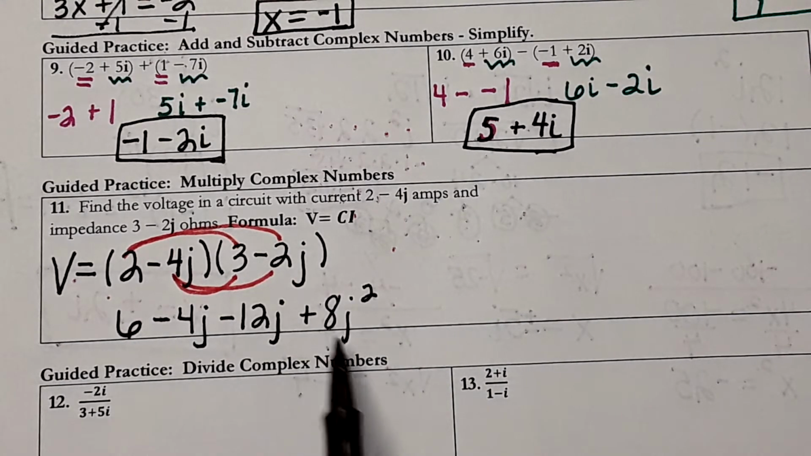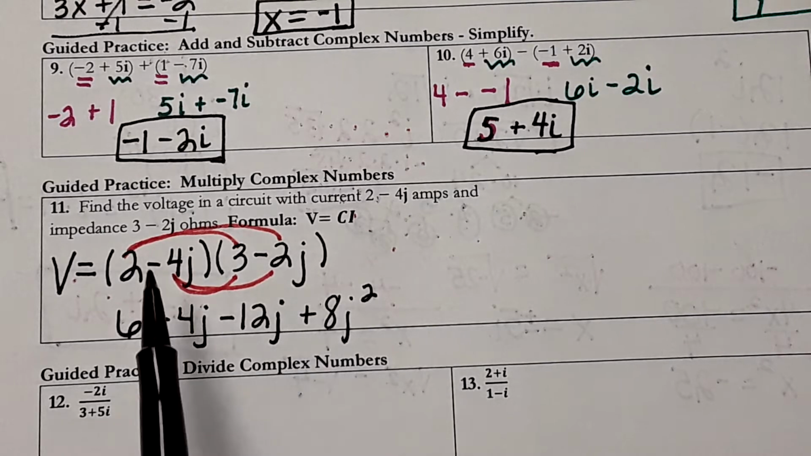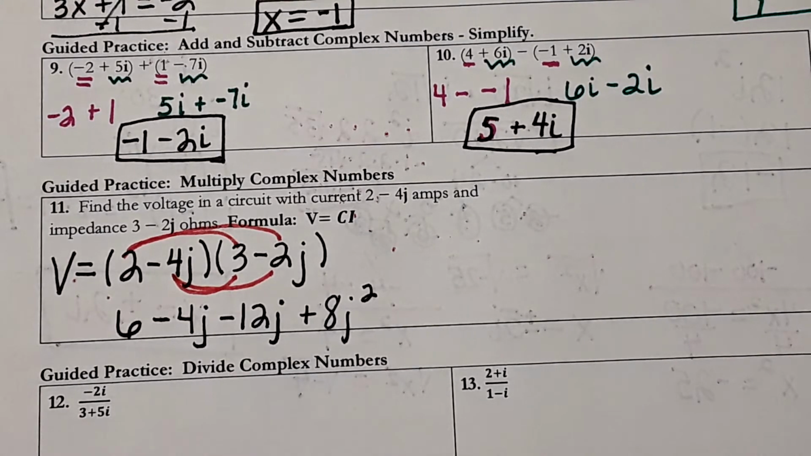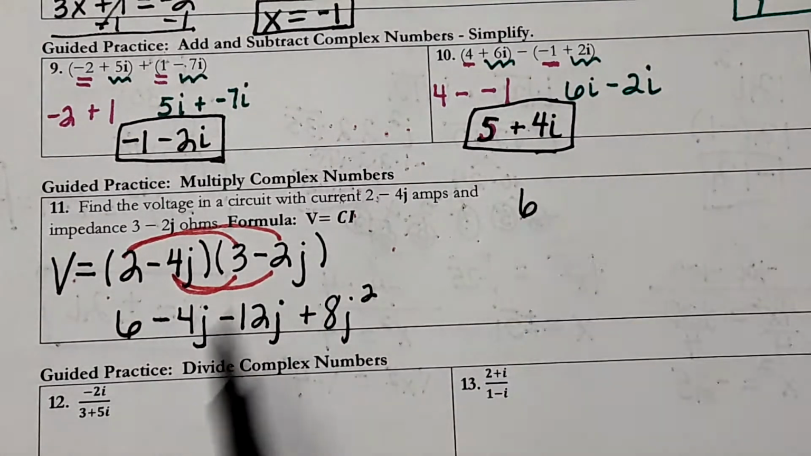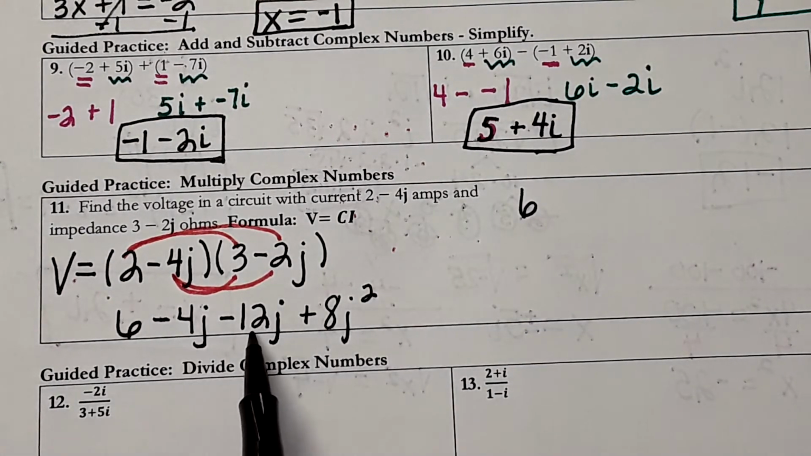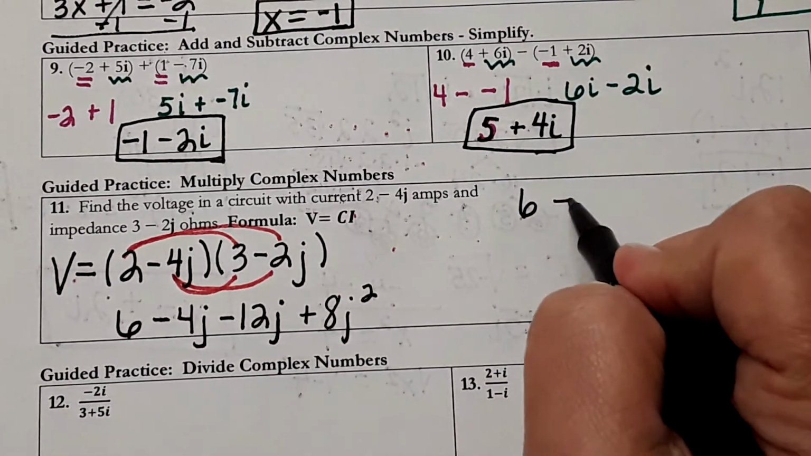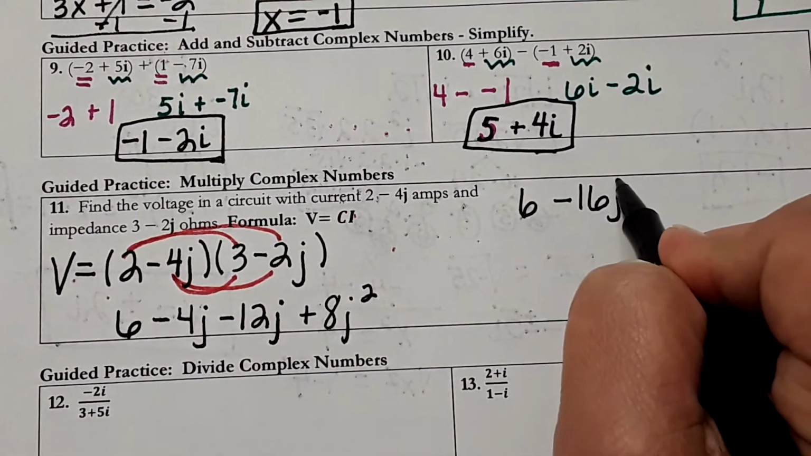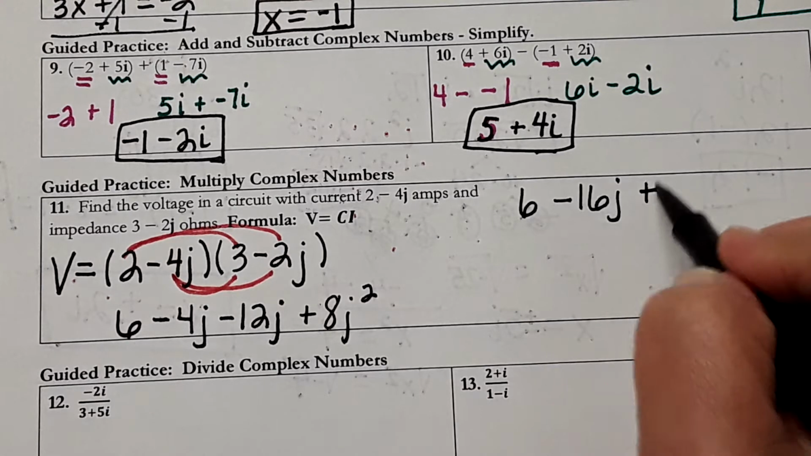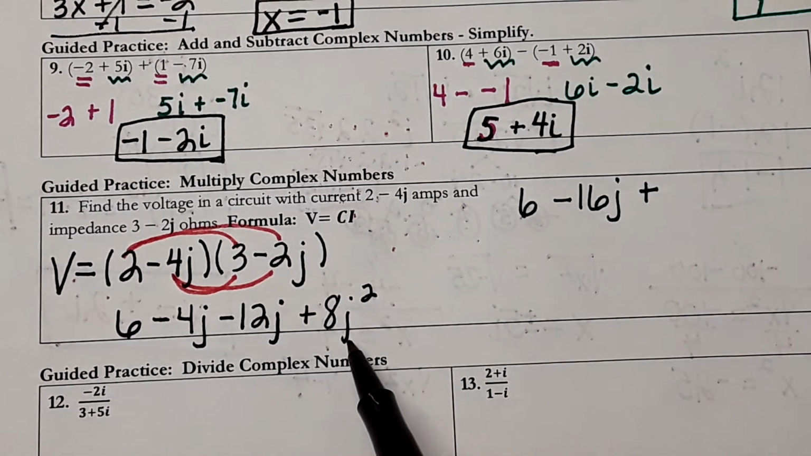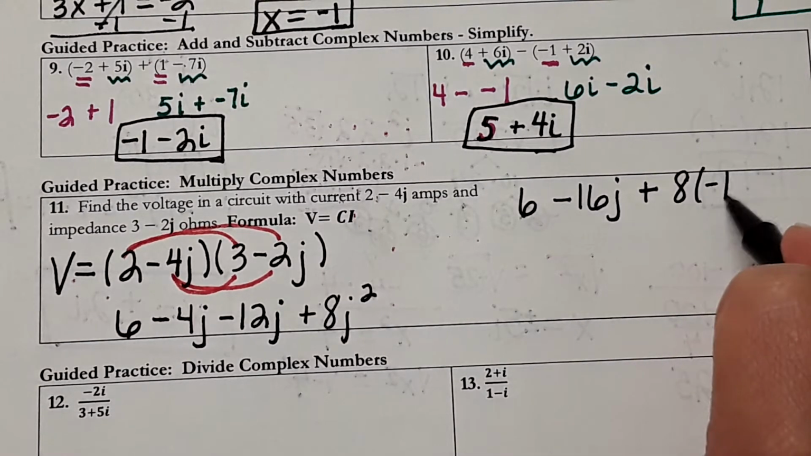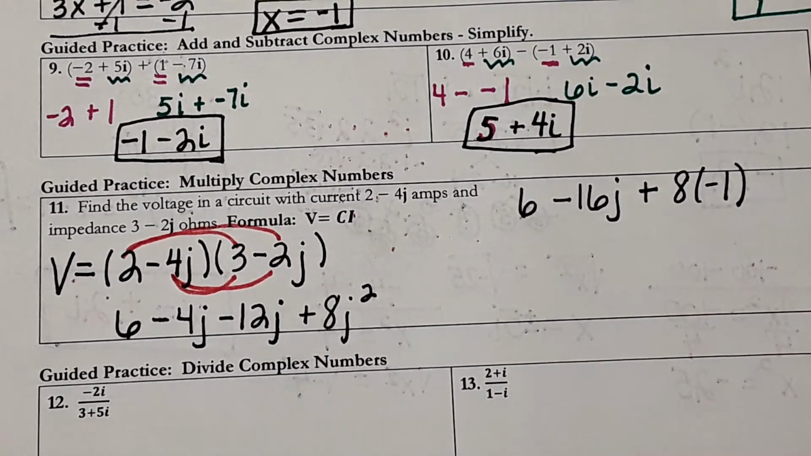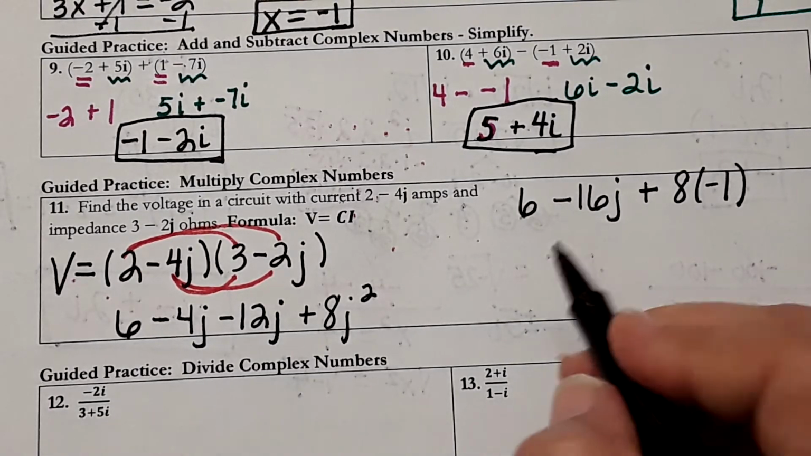So now we have this expression. So again, you guys, we use the FOIL method, and we can leave the 6. Negative 4J and negative 12J are negative 16J. And remember that we're treating the J squared like an I squared. So anytime you see an I squared, it becomes a negative 1. That's what we did in the first video.